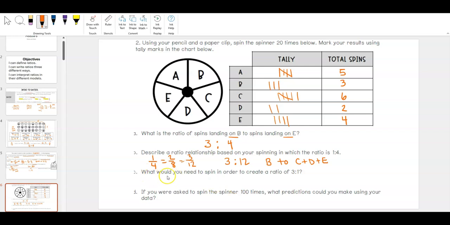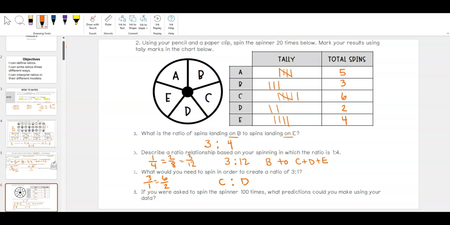All right, here's another one. It says, what would you need to spin in order to create a ratio of 3 to 1? So same thing, you're comparing here. So I'm going to look at things that are equal to 3 to 1. So it could be 6 to 2. I think I have one of those. That would be my C's to my D's would make a 6 to 2 ratio.